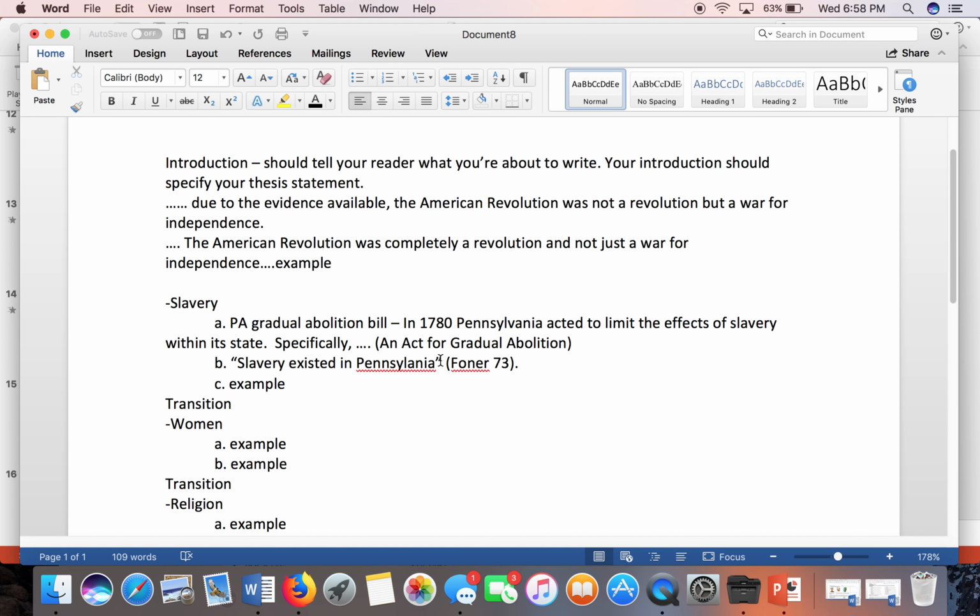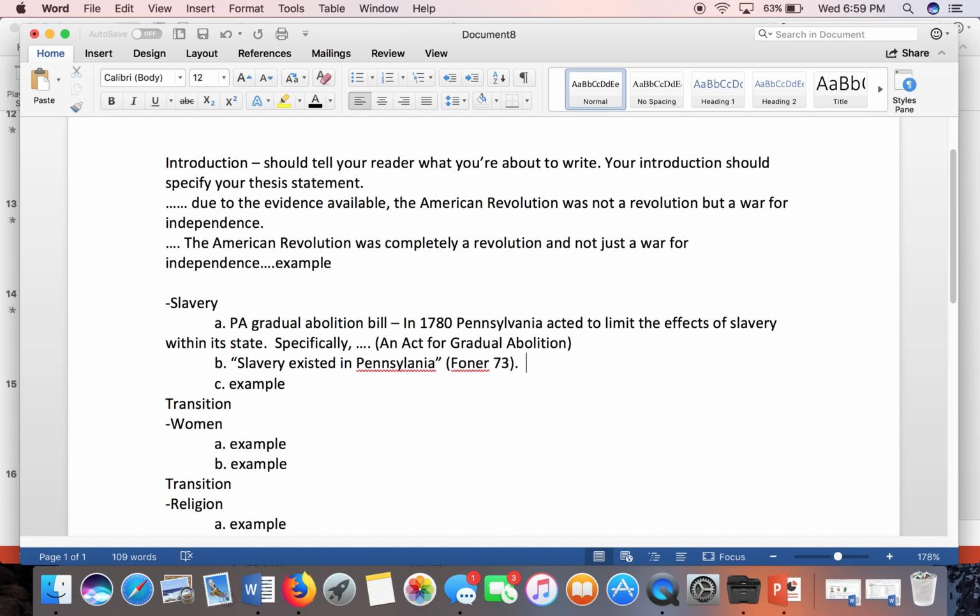For example, you should have probably no more than 5 quotations from the textbook, and those quotations should be fewer than 100 words in length. If your quotation is more than 3 lines long, it's too long. What I would strongly encourage you to do, instead of putting everything in quotation marks, is put it into your own words and then cite that it came from Foner.